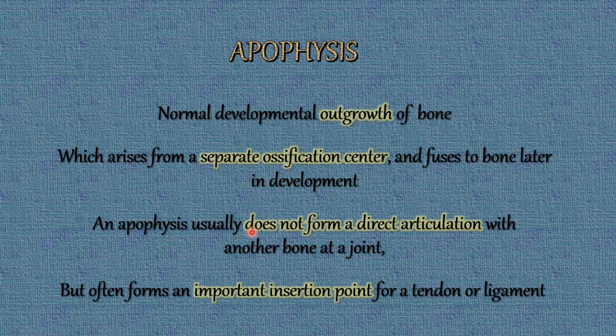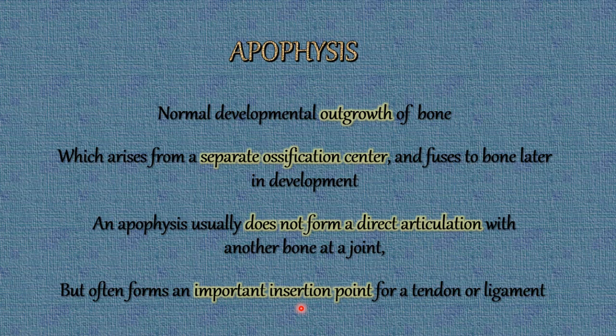An apophysis usually does not form a direct articulation with another bone at the joint, but often forms an important insertion point for a tendon or ligament. So what is important about the apophysis? The apophysis is a bony outgrowth which is normal developmental, arises from a separate center of ossification, does not form a direct articulation, and is an important insertion point for any ligament or tendon, such as the Achilles tendon, or the patellar ligament.